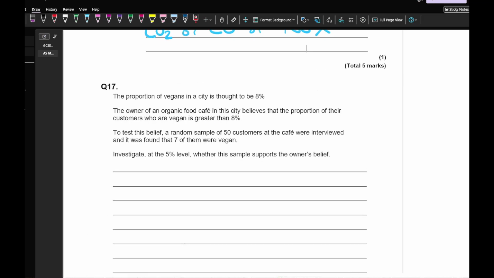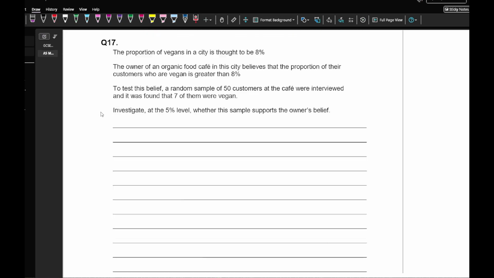It then says, to the last question, the proportion of vegans in a city is thought to be 8%. The owner of, let's recall that one again. And moving on to our last question, question 17, it says the proportion of vegans in a city is thought to be 8%. The owner of an organic food cafe in this city believes that the proportion of their customers who are vegan is greater than 8%. To test this belief, a random sample of 50 customers at the cafe were interviewed, and it's found that 7 of them were vegan. Investigate at a 5% significance level whether the sample supports the owner's belief.